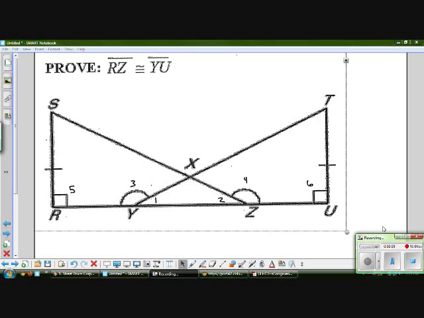We're trying to prove two side lengths are congruent. So we should probably take an opportunity right now and decode that information. We make sure we have a clear understanding of what we're trying to accomplish, to prove RZ and YU are congruent. Here's why I said it that way.